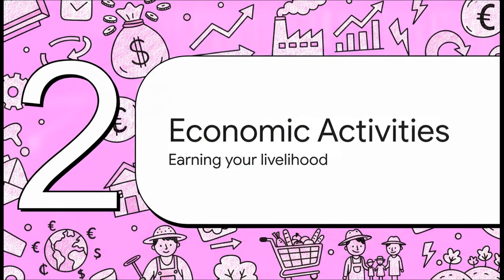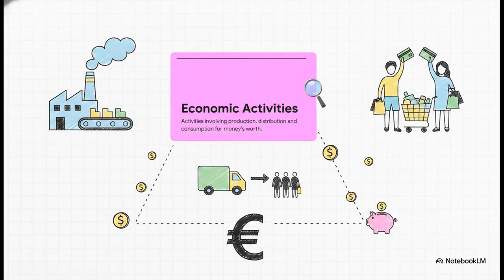And that brings us right to branch number 2, economic activities. This is the business of survival. If the first branch was all about the heart, this one is driven by the very real necessity of earning your livelihood. Let's unpack the formal definition for a second. Economic activities involve the production, distribution, and consumption of goods and services for money or money's worth.